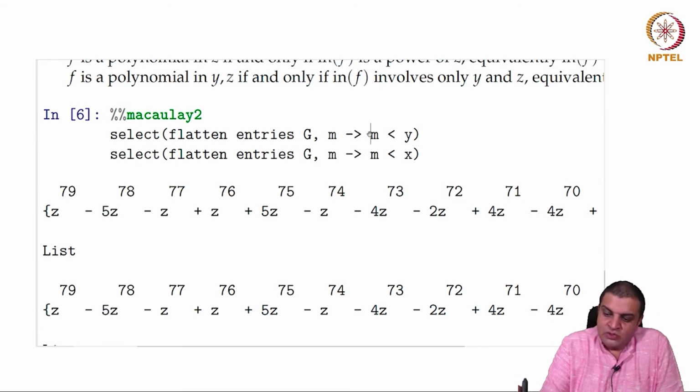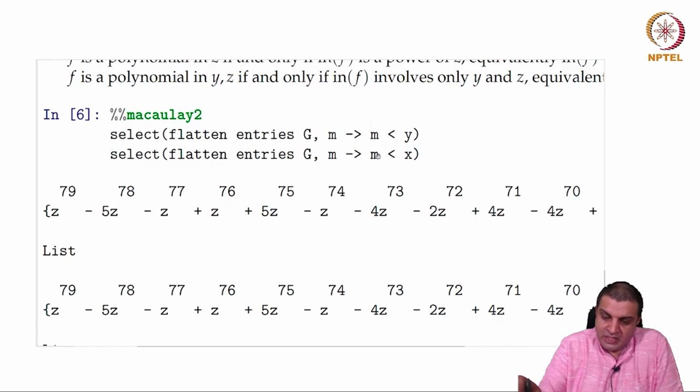So I'm giving a function from this set, which is the Gröbner basis. I'm asking, consider the function m maps to the Boolean value true or false, depending on whether the leading term of m is less than y. This command picks out all the elements in G. G itself is a matrix, so in order to get it as a list we have to do these commands, so please look at its help. Apply this Boolean-valued function and pick out the ones for which the output is true. That's what select does.